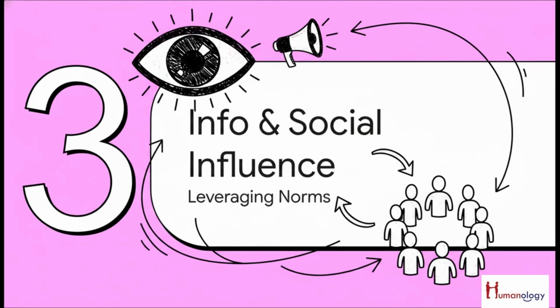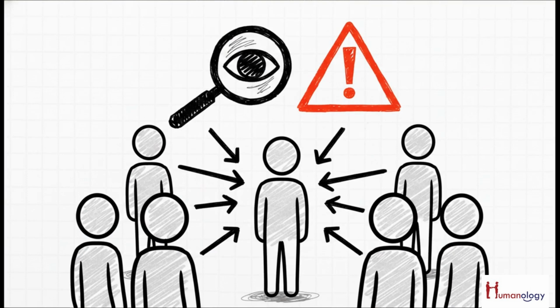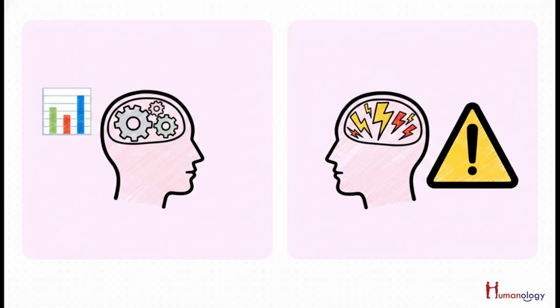Part 3. Information and social influence. Okay, as highly social creatures, we are evolutionarily wired to look at the people around us to figure out what we should be doing. Highlighting social norms, pointing out what the majority of people are already doing, is an incredibly effective way to get someone to align their behavior with the group. On top of that, controlling the flow of information through deliberate disclosure and warnings, that directly shapes how we perceive risk. And there is a massive psychological contrast here between standard disclosure and warnings.